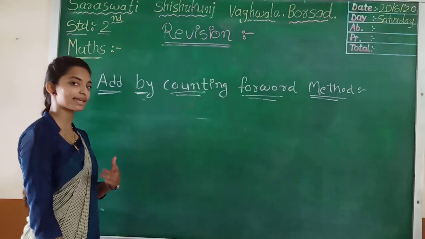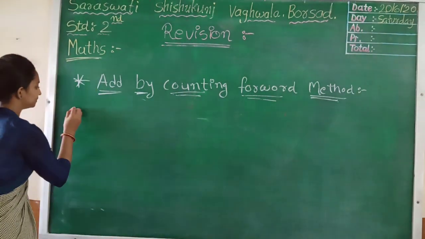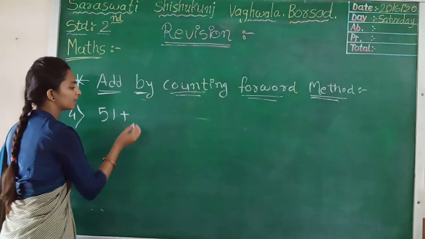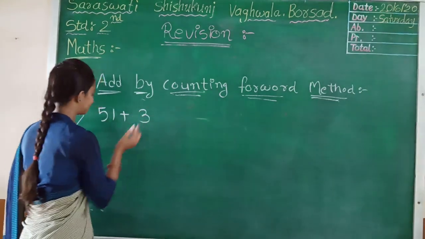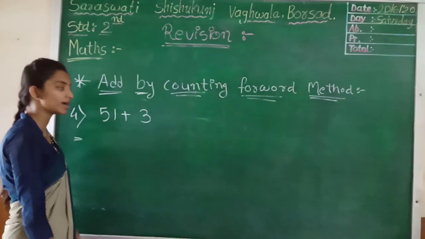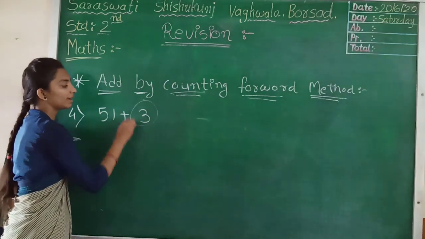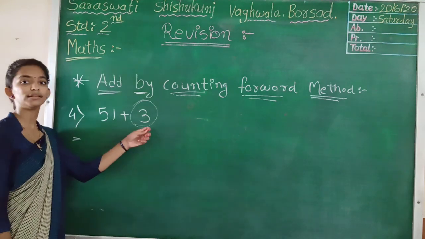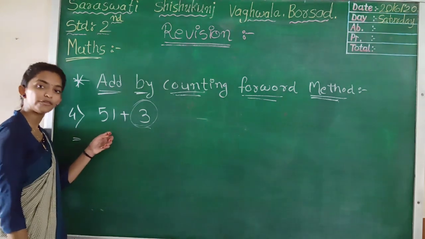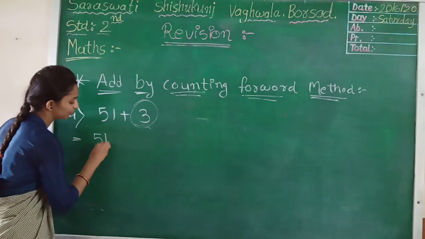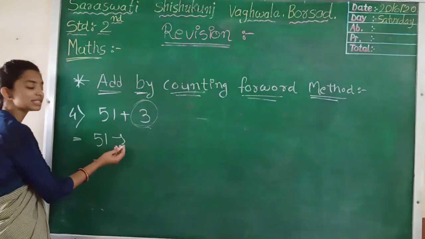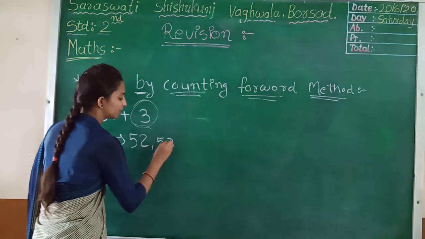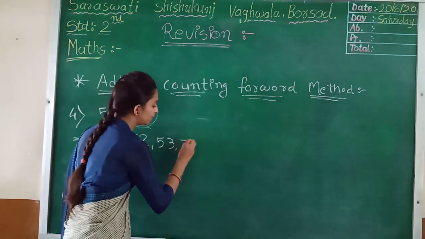Now see the last example of this method. 51 plus 3. So what do we have to do, students? How many numbers are there? 3. What do we have to do now? We have to add 3 into 51. So let's do it. After 51, which number comes? 52, 53 and 54.